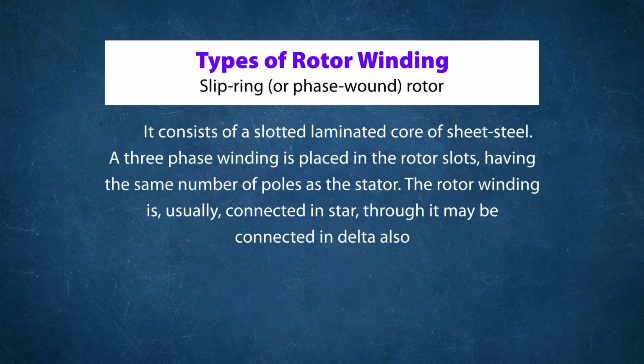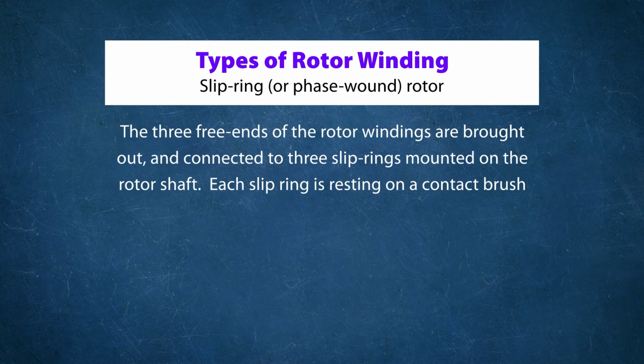Three-phase circuits may be connected either in star or in delta, but there are certain advantages of the star connection. That is why the windings are connected in star in most of the machines. The three free ends of the rotor windings are brought out and connected to the three slip rings mounted on the rotor shaft. Each slip ring is resting on a contact brush.